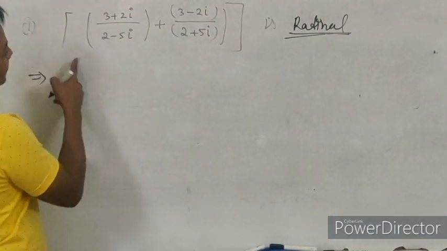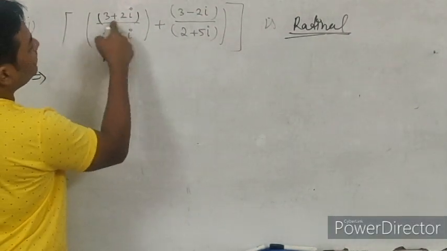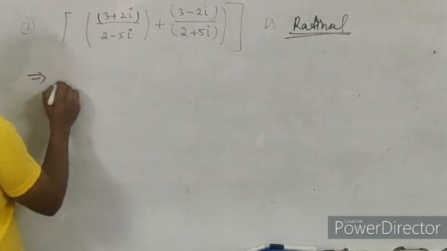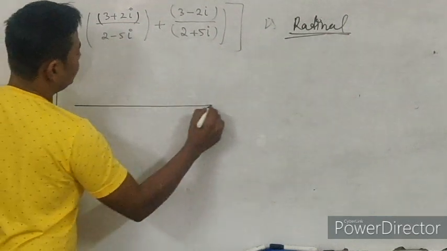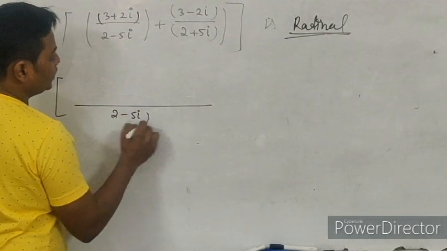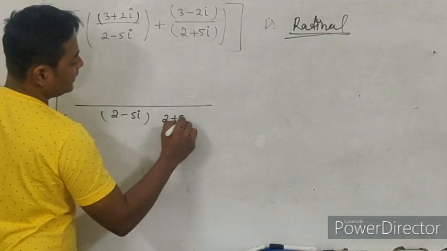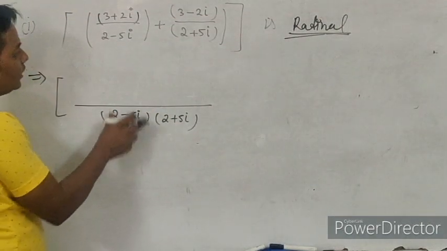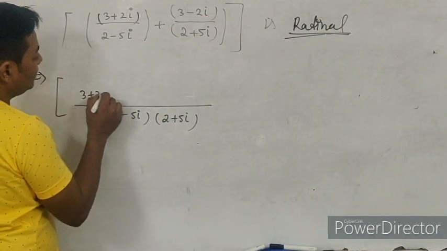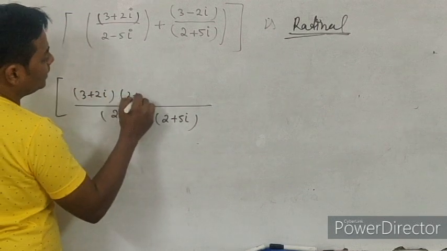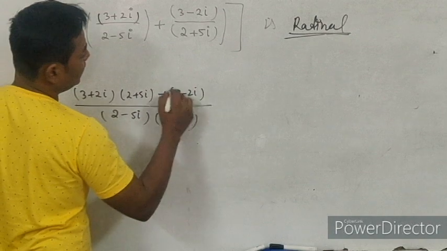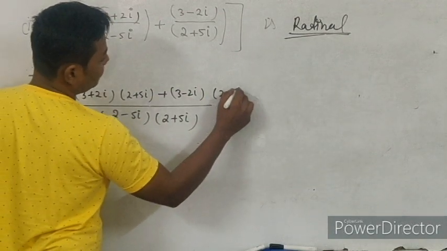So first of all, a plus b and a minus b, and we can take LCM together. So first of all we will take LCM: 2 minus 5i and 2 plus 5i. LCM हो गया. तो यहाँ पे क्या होगा? 3 plus 2i multiply with 2 plus 5i, plus 3 minus 2i multiply with 2 minus 5i.